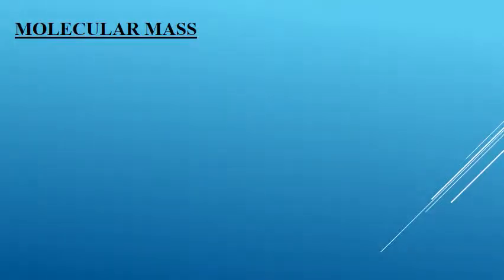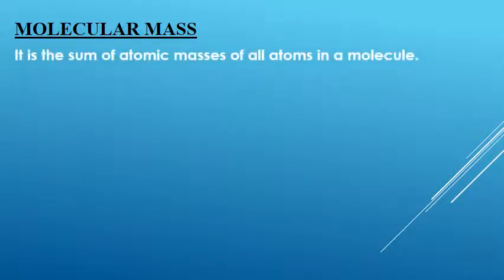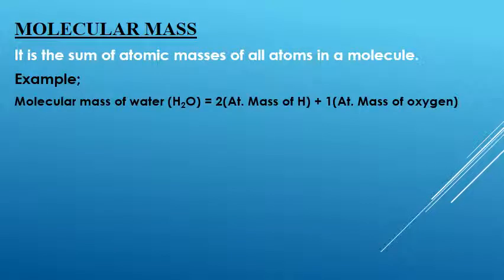Next terminology that I am going to discuss is molecular mass. And molecular mass is defined as the sum of atomic masses of all the atoms in a molecule. For example, water is a molecule made up of 2 hydrogen atoms and 1 oxygen atom. So molecular mass of water can be calculated by multiplying the atomic mass of hydrogen with 2 and multiplying the atomic mass of oxygen with 1 and adding them both together.